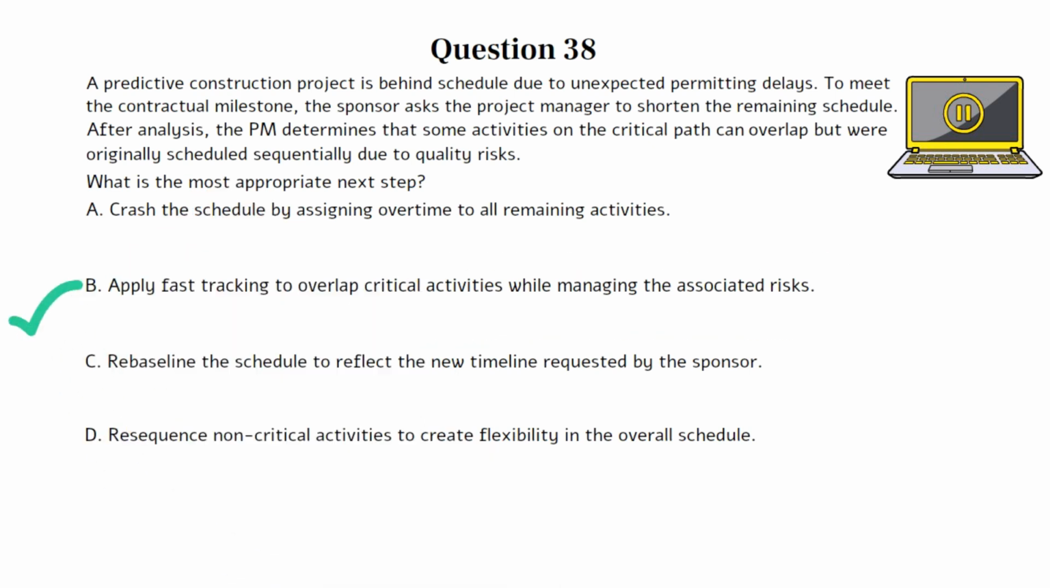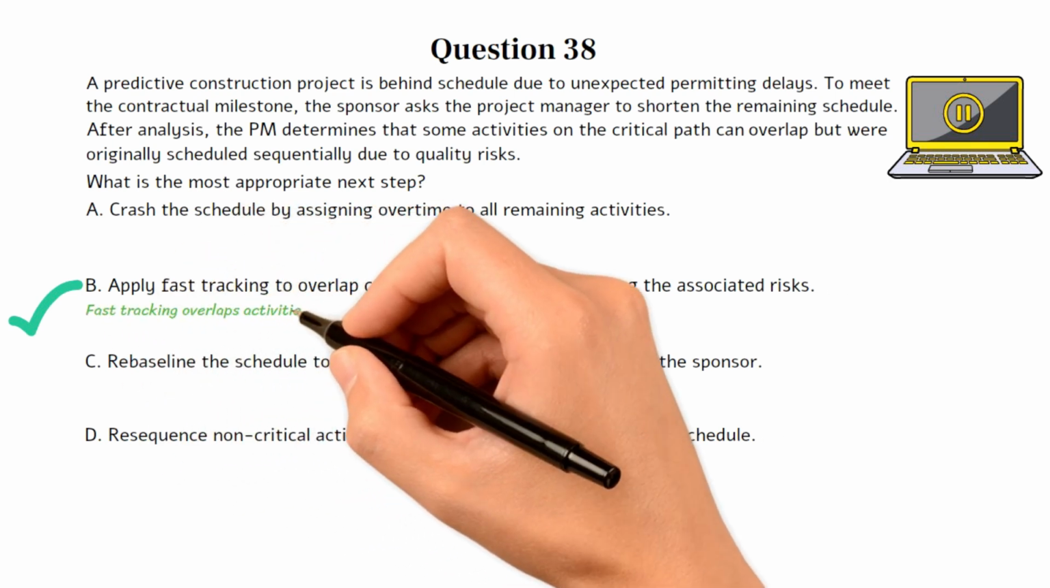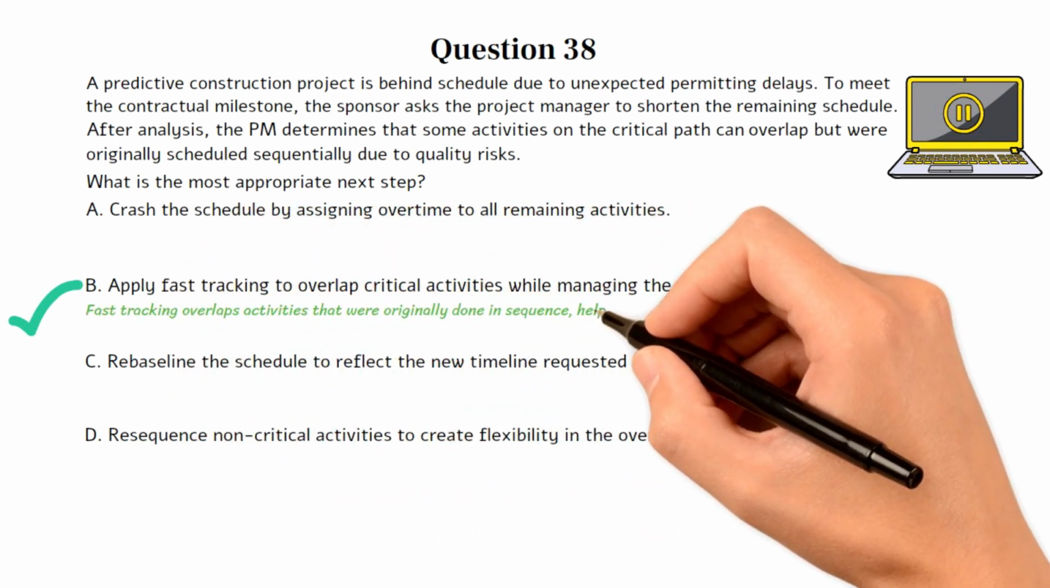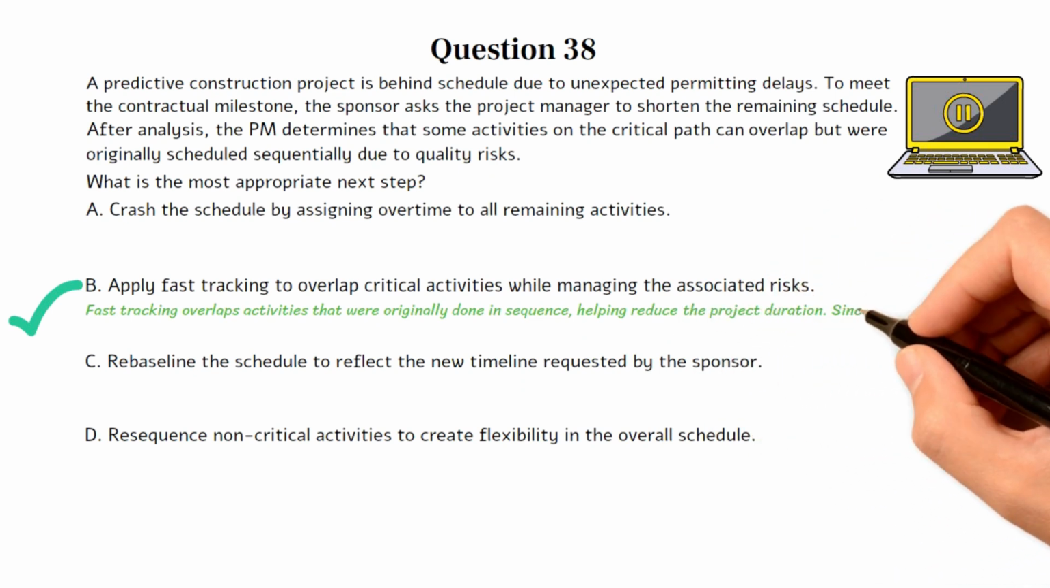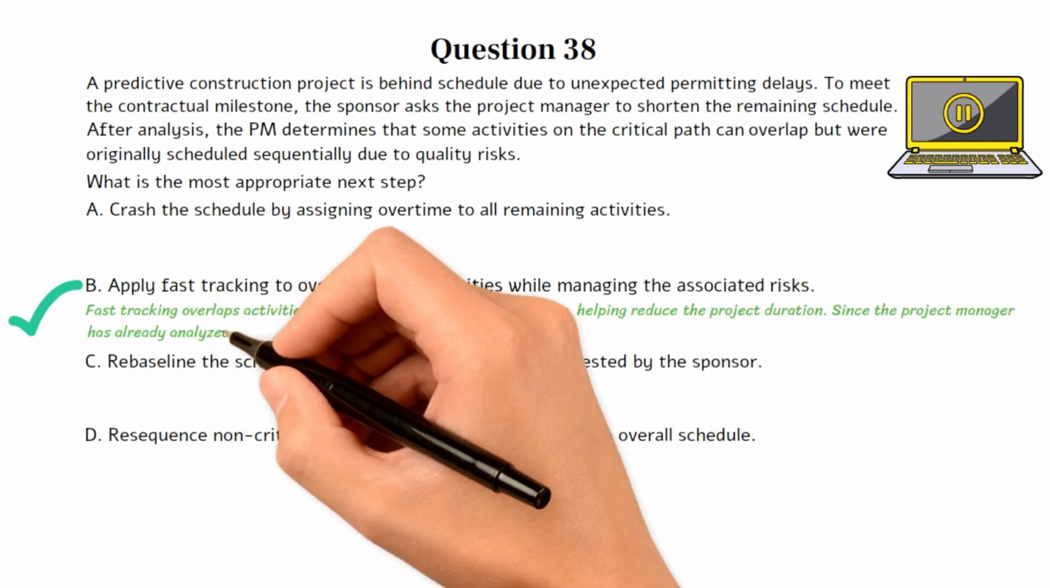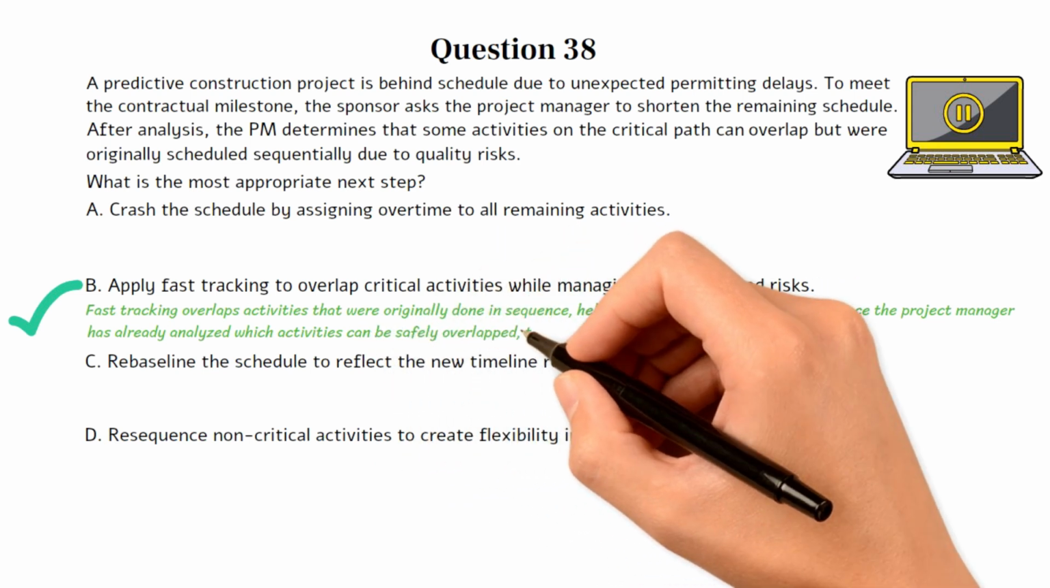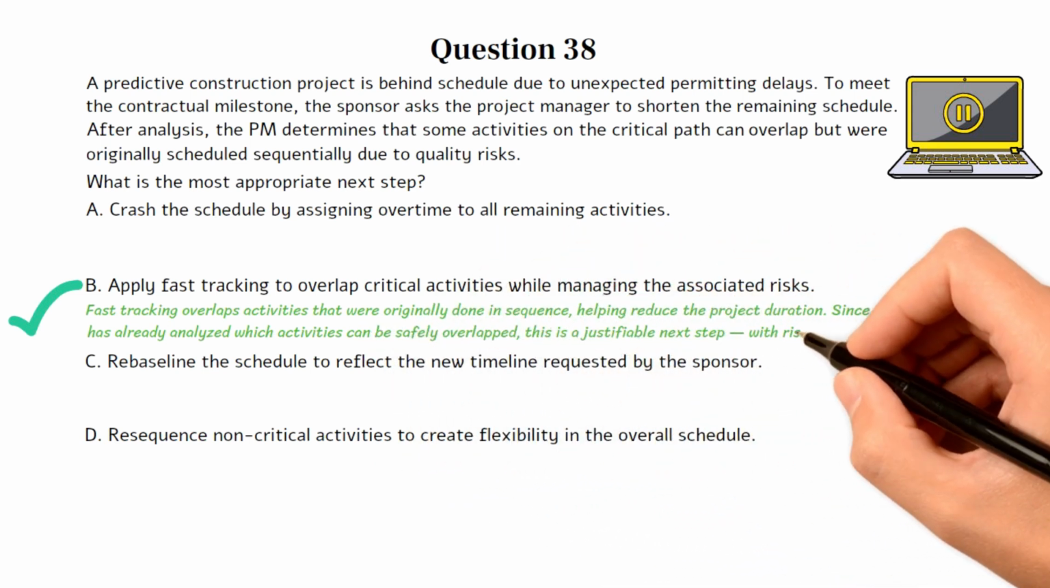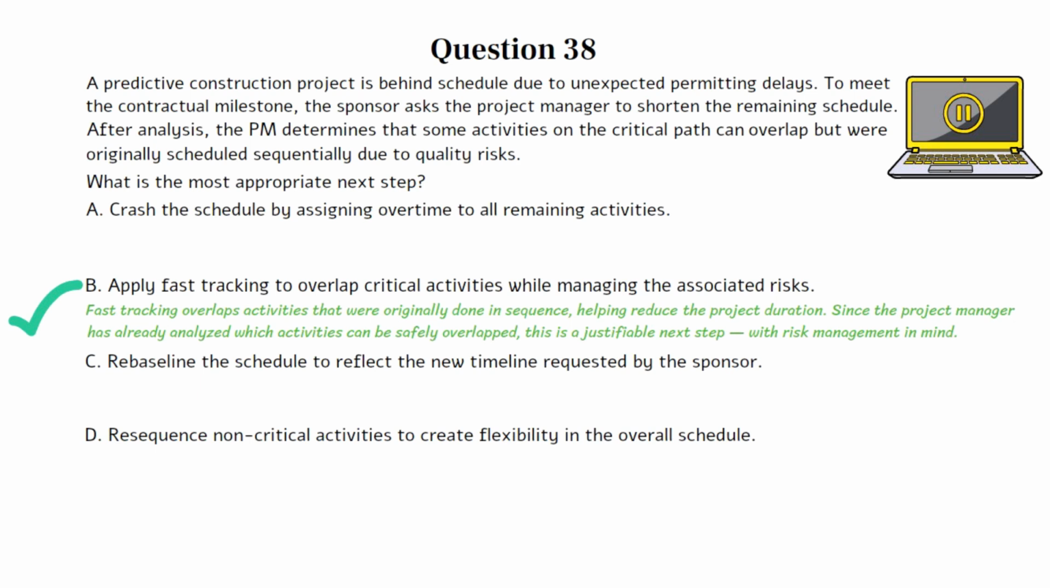This question tests your understanding of schedule compression techniques, particularly when and how to apply fast tracking in a predictive project, even when quality concerns exist. The goal is to shorten the schedule without compromising the project baselines unnecessarily. Choice B is the best option because fast tracking overlaps activities that were originally done in sequence, helping reduce the project duration. Since the project manager has already analyzed which activities can be safely overlapped, this is a justifiable next step with risk management in mind.